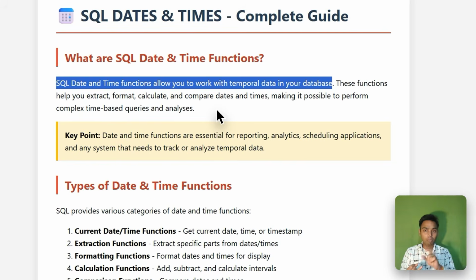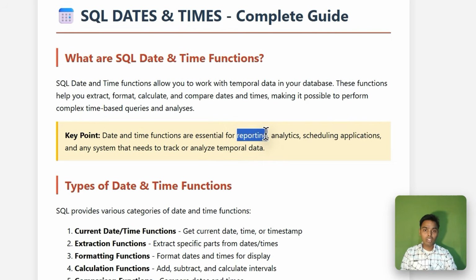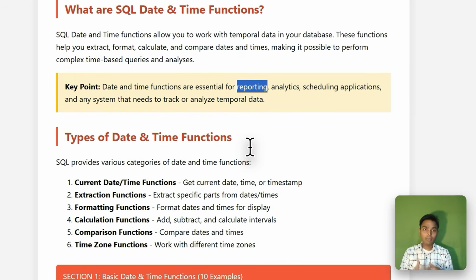Means with the help of these date and time functions, we can extract the date part, the year part, and hours, minutes, seconds from a specific date and time. You can calculate the interval between two dates, between two times. You can also compare two dates and two times as well. It is very useful while we are working with reporting, analytics, scheduling applications, and systems that need to track or analyze temporal data. There are different types of date and time functions. We will see all of them one by one.